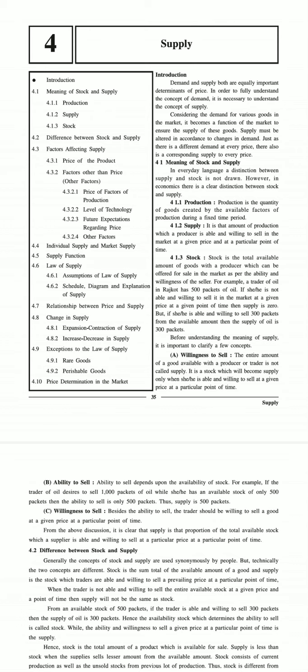Towards the end, we have how a price is determined for a commodity in the market. So now let us start with the first topic, that is what is meant by stock and supply. Now, demand and supply are both equally important determinants of price. And if we want to fully understand the concept of demand, we should also understand the concept of supply.